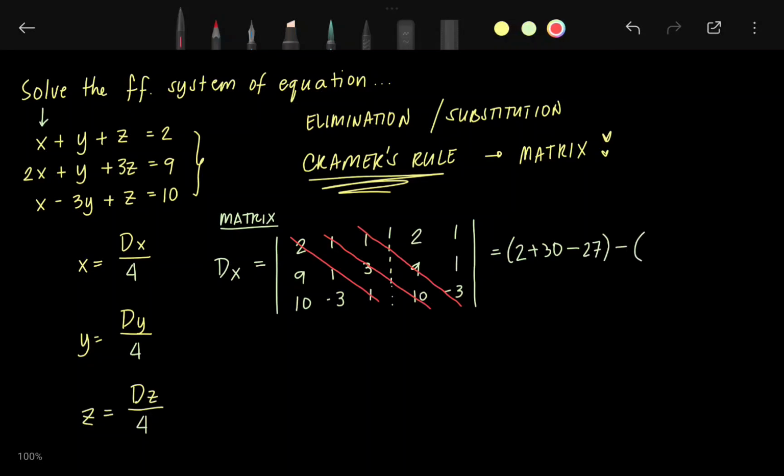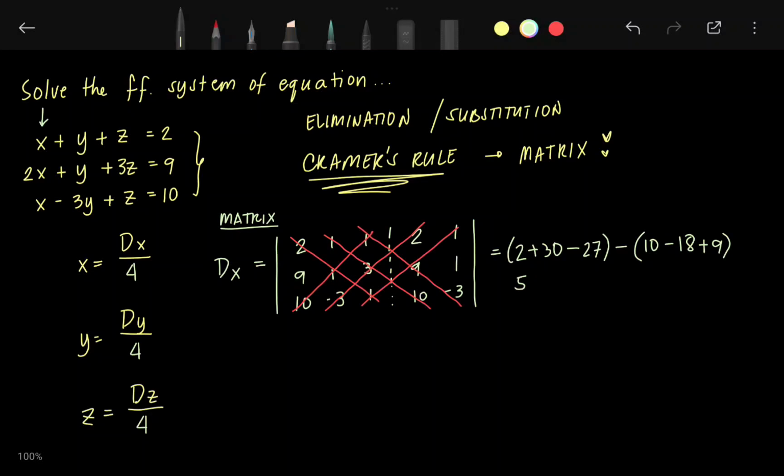Now, the upward diagonals. 10 times 1 times 1 is just 10. Then, minus. We see there is a minus: negative 3 times 3, that's negative 9 times 2, that's negative 18. Okay, plus 9 times 1 times 1 is just 9. So, add them all. 30 minus 27 is 3 plus 2 is equal to 5.